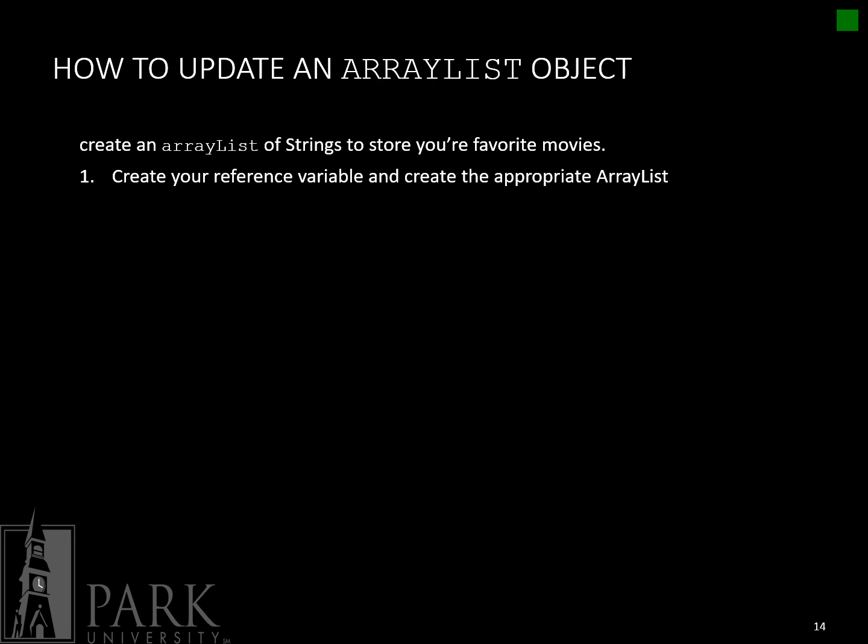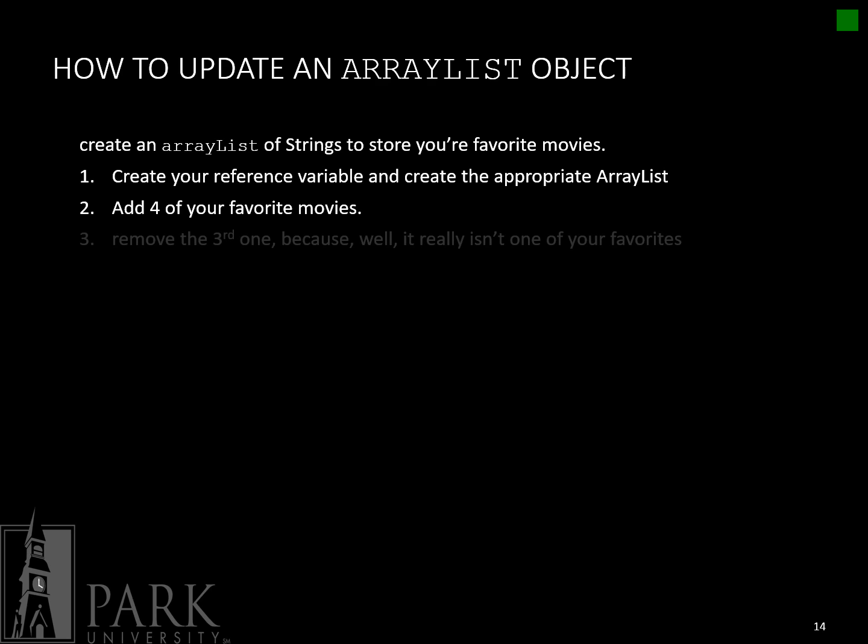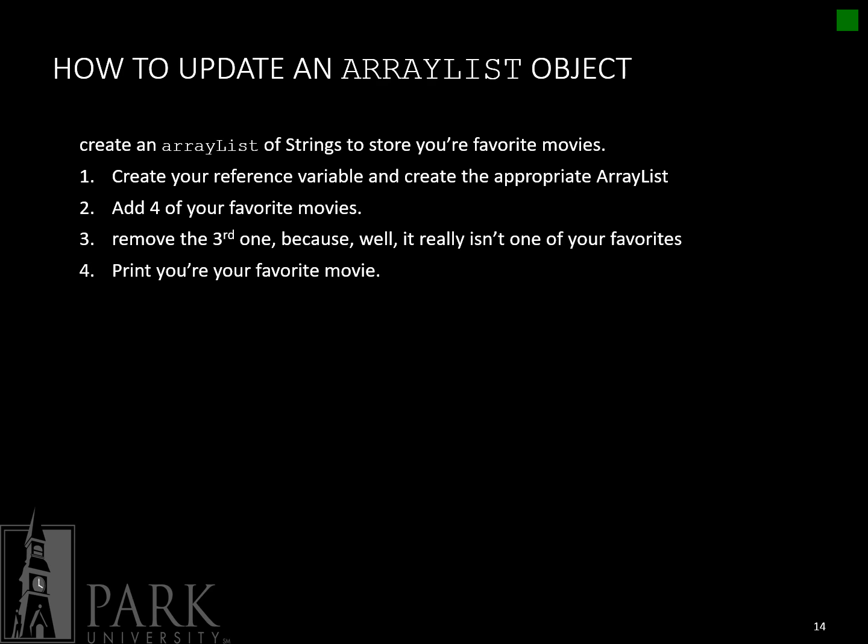All right, exercise time. Knowing what you know about the APIs for the ArrayList class, I want you to create an ArrayList of strings to store your favorite movies. To do that, create your reference variable and the appropriate ArrayList object for it to point to. Then add 4 of your favorite movies, and remove the third one because, well, it's not really your favorite movie. And then print your favorite movie, whichever one it is. I'll wait here. Go ahead, pause the video, break out TextPad, and get to work.